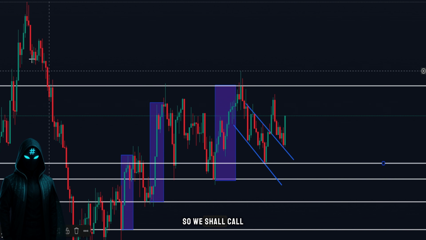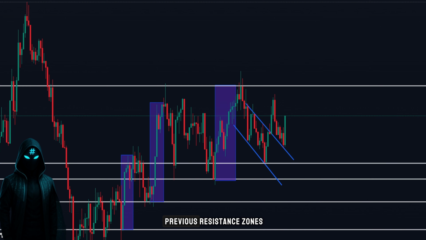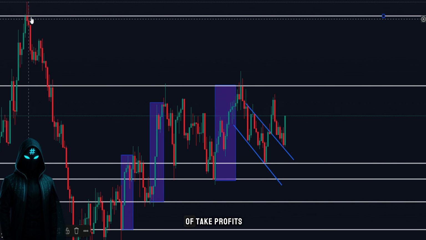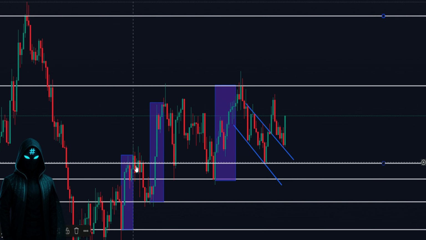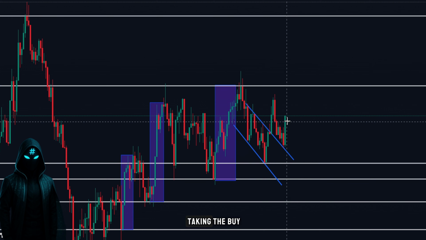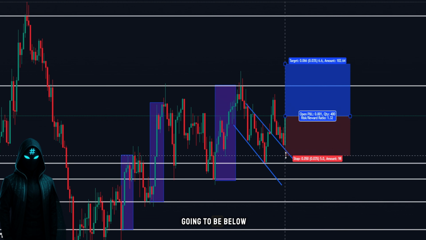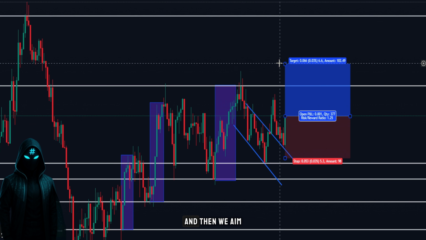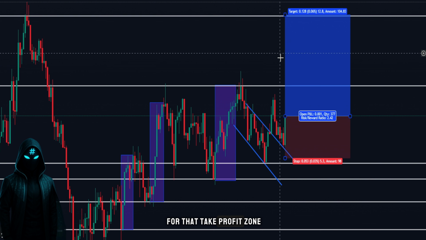So we shall scroll left here, and we see the previous resistance zones. These ones are going to be our levels of take profits. That's where we're going to be taking profits from. So on the closure of this candle, we are going to be taking the buy. The stop loss is going to be below the support zone that was created at that level, and then we aim for that take profit zone.